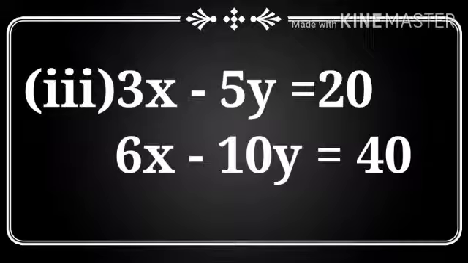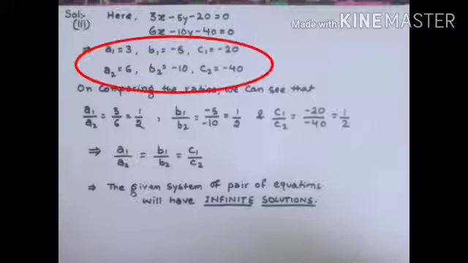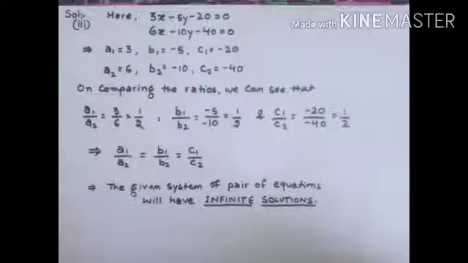Now we have the equations 3x minus 5y equal to 20 and 6x minus 10y equal to 40. Here a1 is equal to 3, b1 equal to minus 5 and c1 equal to minus 20, and a2 equal to 6, b2 equal to minus 10 and c2 equal to minus 40. On comparing these ratios, a1 by a2 is equal to 1 by 2, b1 by b2 is equal to 1 by 2, and c1 by c2 is also equal to 1 by 2. Since all the three ratios are equal, the given pair of equations will have infinite solutions.